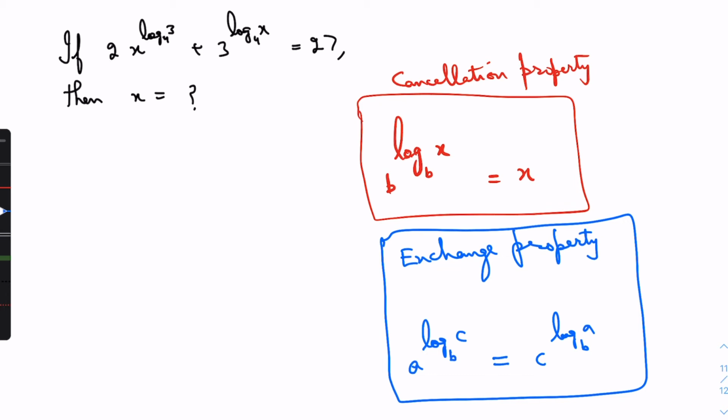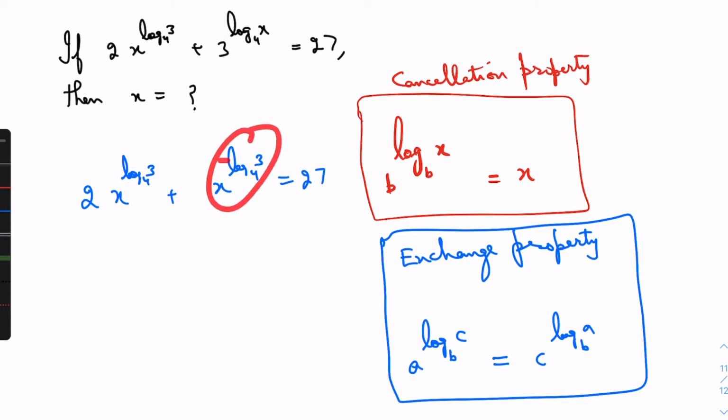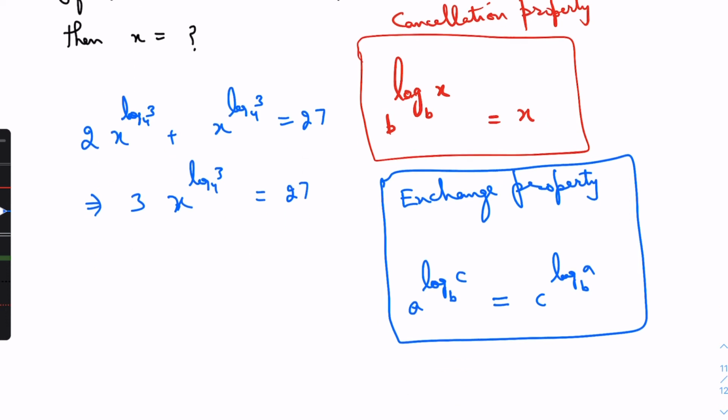So let's invoke this on this expression. I will exchange this x and 3, holding back the base 4. So this is going to be 2x raised to power log of 3 base 4 plus x raised to power log of 3 base 4. So I have exchanged 3 and x, and that is 27. Now since these two expressions are the same, I can add them up. So this gives me 3 times x raised to power log of 3 base 4. This is 27, and that just means x raised to power log 3 base 4 is going to be 9, and let me write 9 as 3 square.